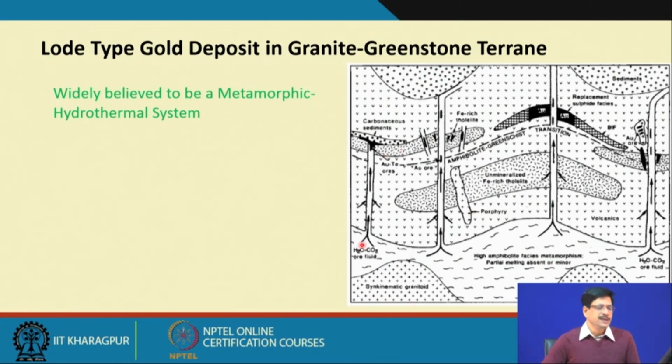Now what exactly is happening here is that this mass of rock is undergoing high temperature, low pressure metamorphism, and during this process of metamorphism there is devolatilization of the rock, and there is generation of copious amounts of volatiles which are essentially carbon dioxide and water, dominantly water, charged with variable concentrations of carbon dioxide in this fluid.